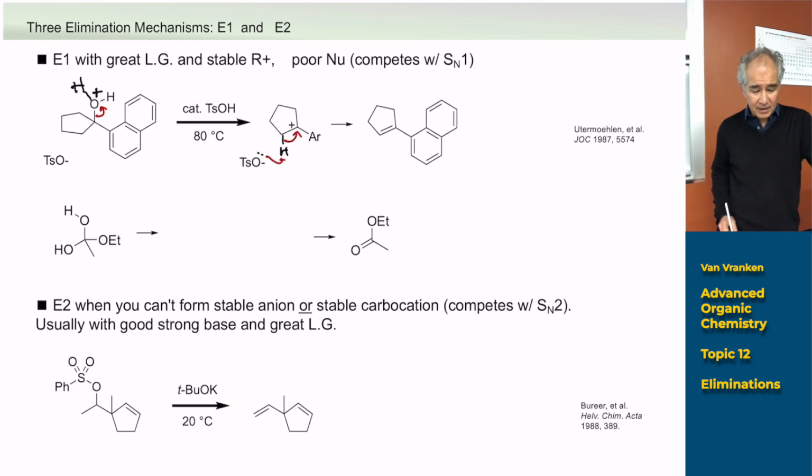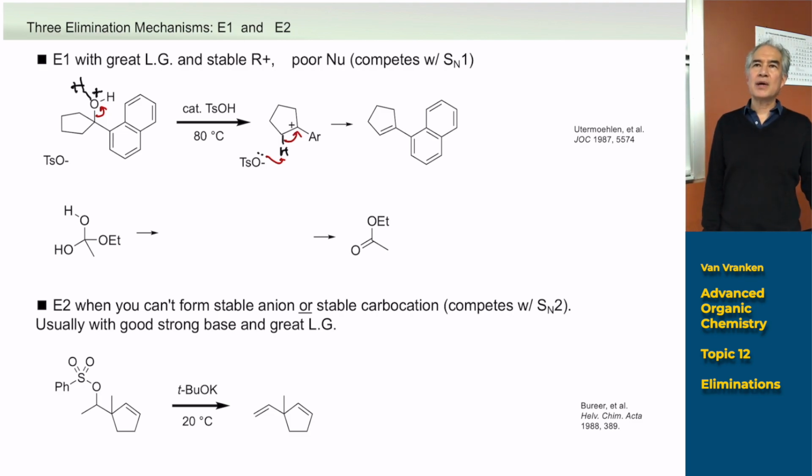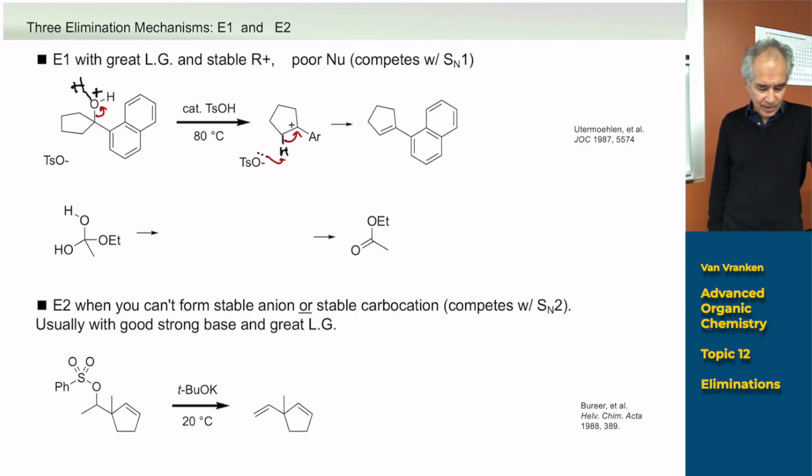So the E1 mechanism goes through a carbocation. You're looking for stable carbocations. Can I form a stable carbocation? A cyclopropyl carbocation, something that is stabilized, or a benzylic or allylic carbocation.